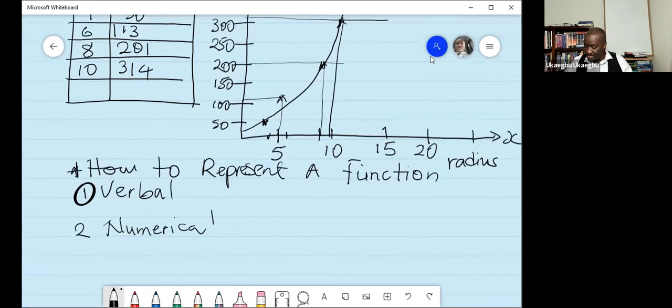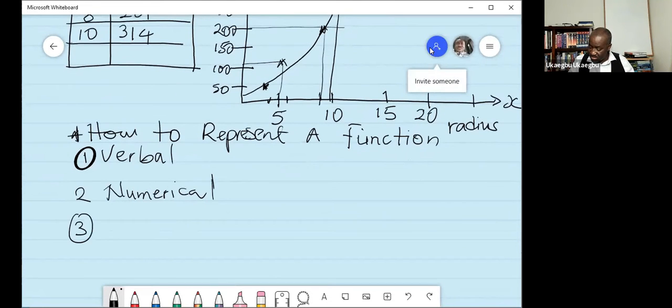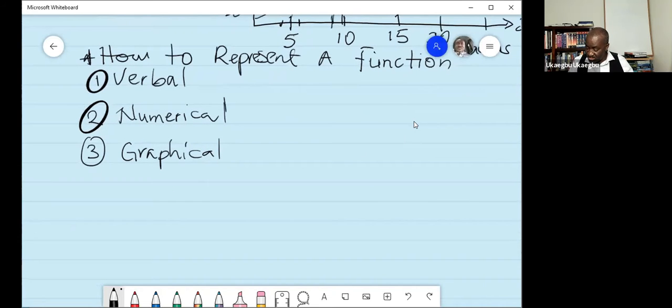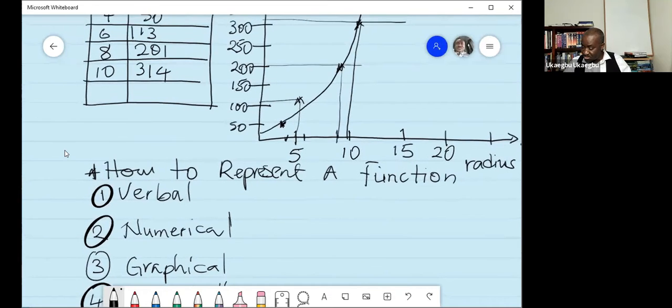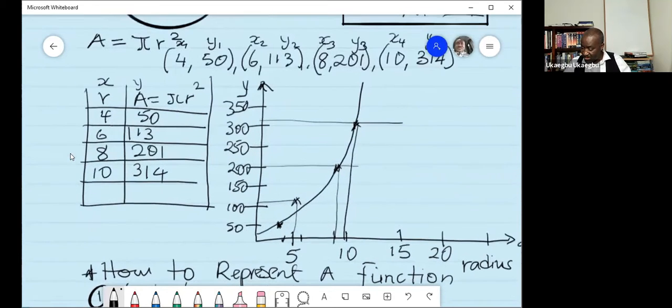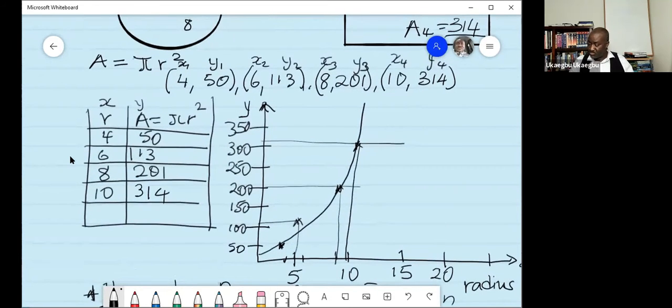And then a third one is graphical. And then the fourth one is algebraically by an equation, which is what we did when we started. Number 4, algebraically, and that's by equation. In this particular relationship, in this particular function, we started with algebraically.